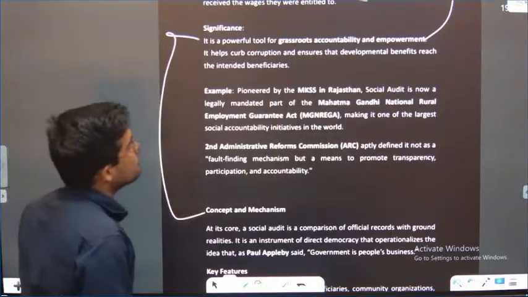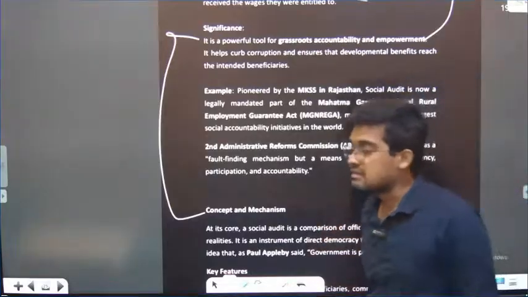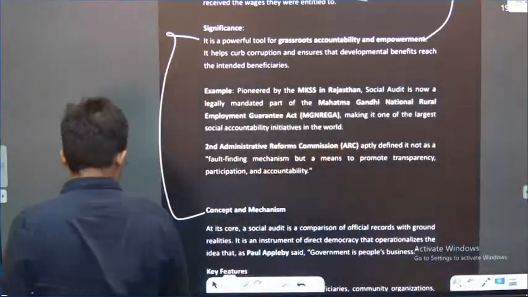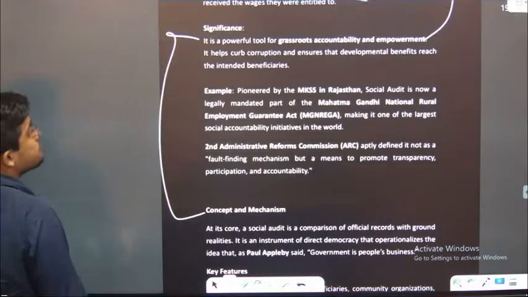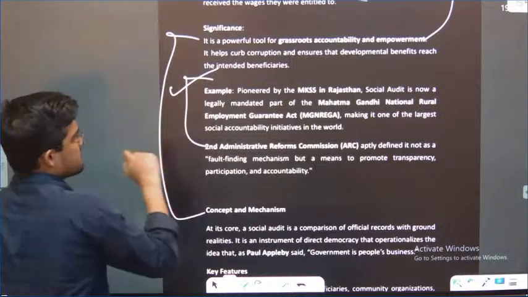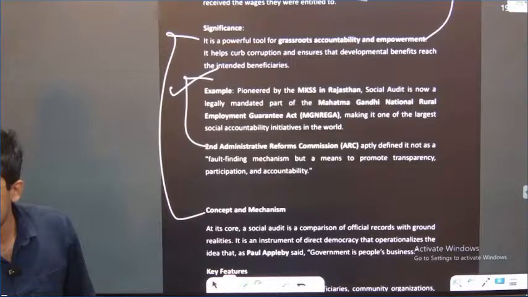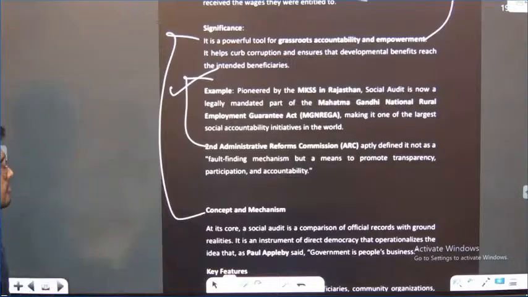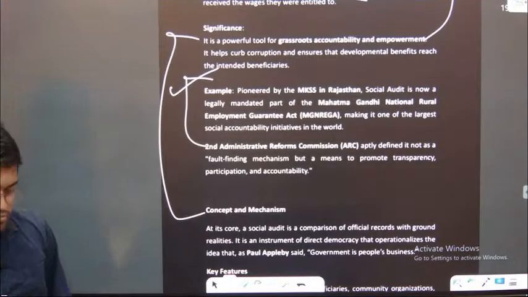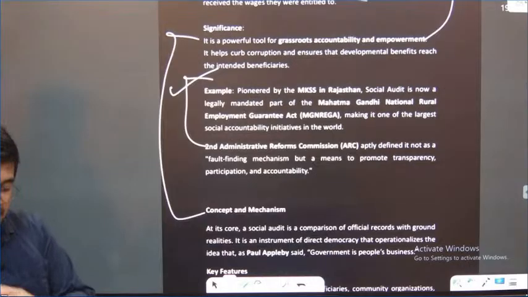Now, this is a powerful tool for grassroots level accountability and governance. This social audit, social audit as a function. There are two case studies for this. The first case study is especially the Mazdoor Kisan Shakti Sangathan in Rajasthan. They started this process of social audit to see whether the government is working well or not. Now, social audit has been made mandatory for MGNREGA functions across the country.